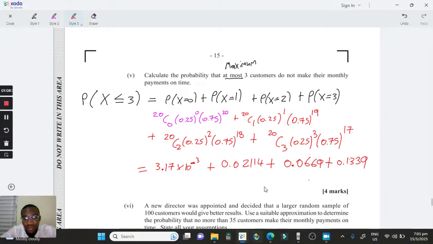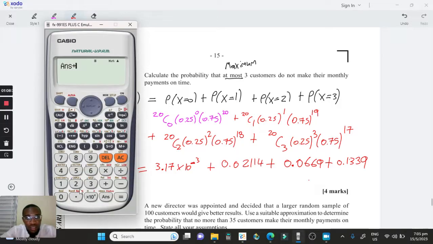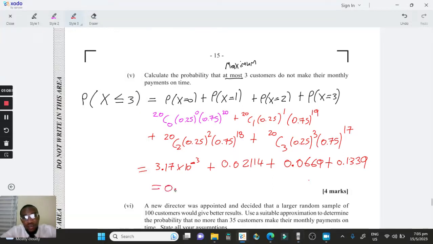Now I can add them. So this one plus 0.0669 plus 0.02114 plus 3.17 times 10 raised to the negative 3. And there's a 0.225. This is 0.225, which is approximately 22.5%. There's a 22.5% chance that at most 3 persons do not make their payment on time.